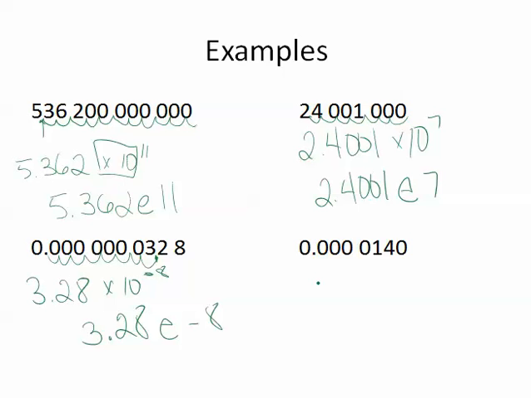We should have ended up with the number 1.40 times 10 to the power of negative 5 because we moved it 1, 2, 3, 4, 5 positions over, or 1.40e negative 5.